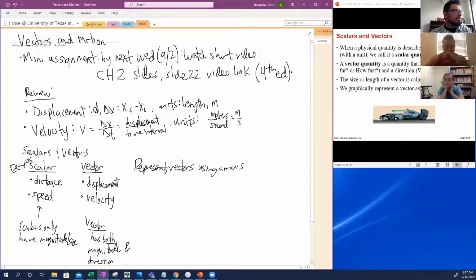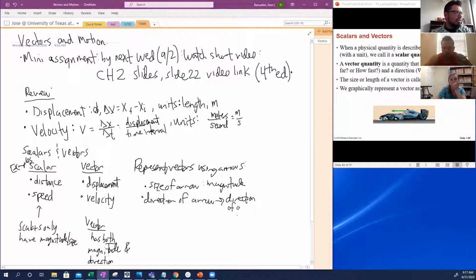And we'll do some examples in a little bit. The idea here is that the size of the arrow is going to tell us about magnitude, and the direction of the arrow is going to tell us about the direction of the quantity, or that thing that we're discussing, that physical quantity.